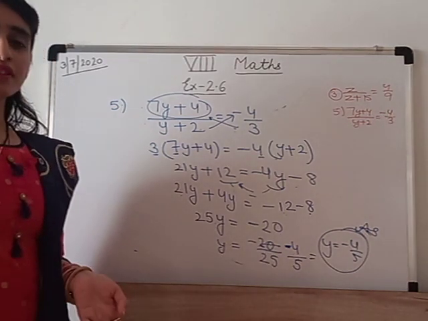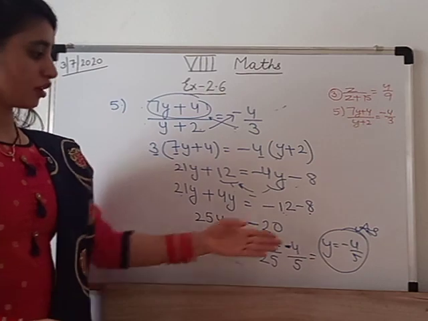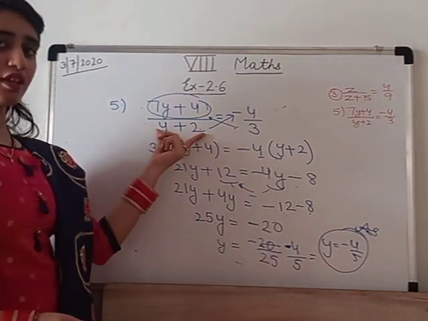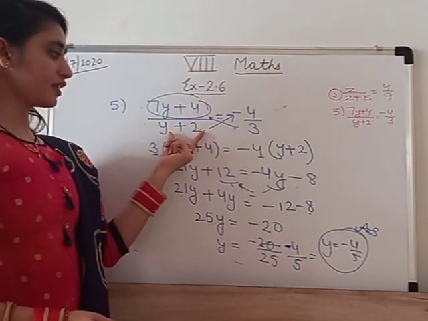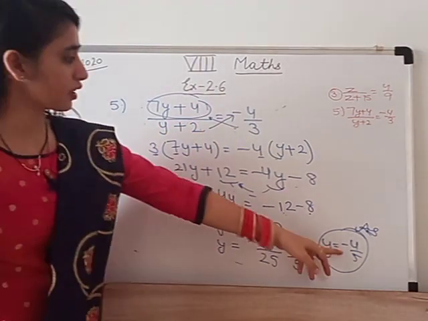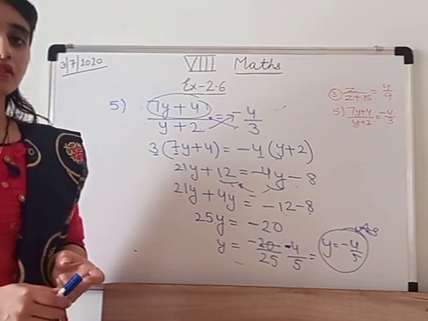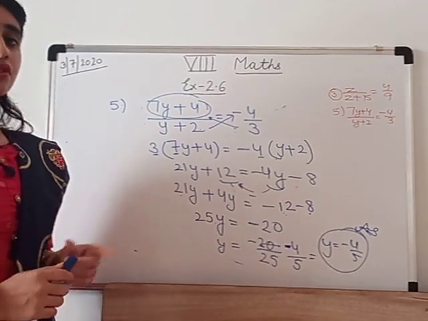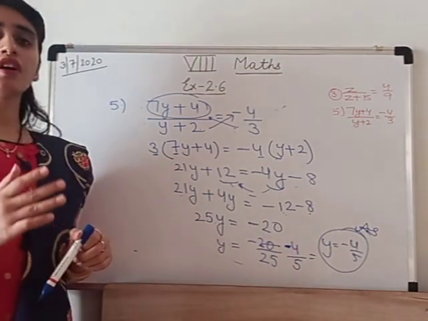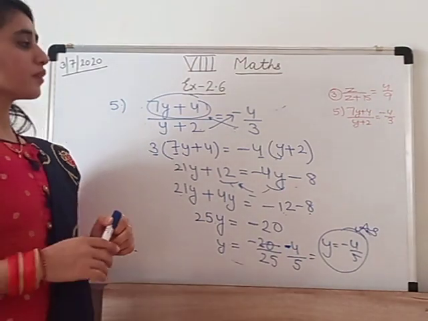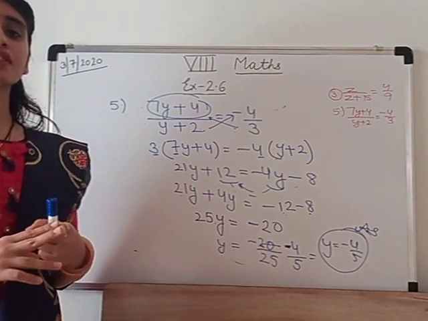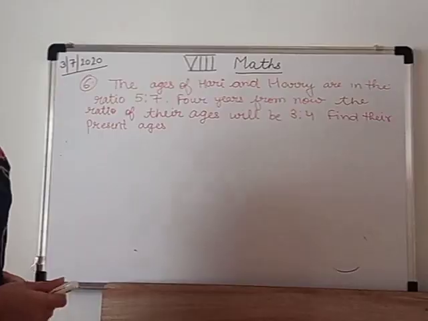Now what's the procedure to check your question? Put the value in your question statement left hand side. Then if our left hand side answer is the same as minus 4 by 3, then our answer minus 4 by 5 is correct. Okay. Do these questions carefully. Now next our question is question number 6. But in question number 6, a word problem question is there.